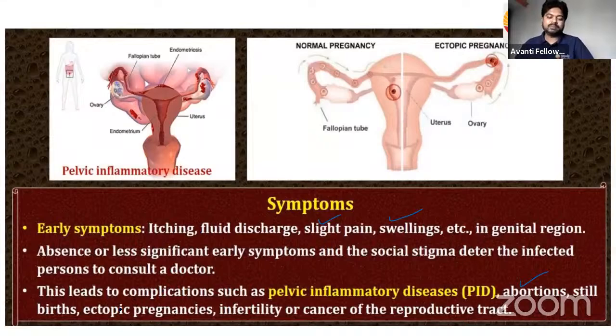Next is ectopic pregnancy. Ectopic pregnancy means the implantation does not happen in the uterus. The pregnancy or implantation happens inside the fallopian tube. That is ectopic pregnancy, and it is also a dangerous thing. You can see here the implantation happening inside the fallopian tube. So this is an example of ectopic pregnancy. Next is infertility. Next is cancer of the reproductive tract. So these are the different symptoms of the disease.